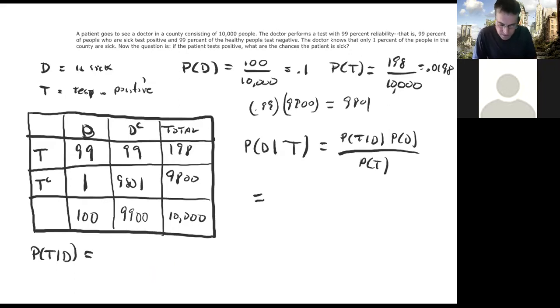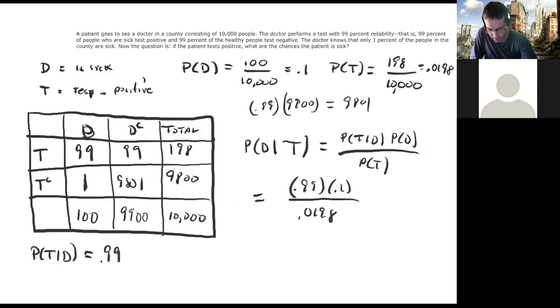So what is the probability of T given D? That means if you're sick, what is the probability that you test positive? Well, that's given to us in the problem itself. That is 99% of the people who are sick test positive. So if you're sick, you test positive 99% of the time, so that's 0.99. So therefore, we have all the information to plug in. 0.99 times P of D, we have P of D as 0.1, over the probability of T, which is 0.0198.